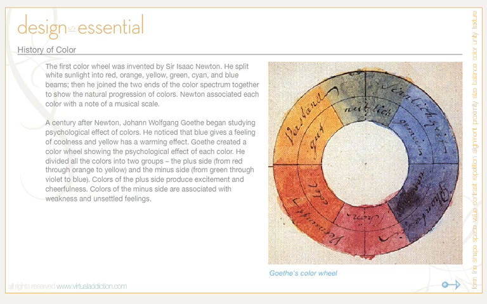He divided all the colors into two groups: the plus side, which ranged from red through orange to yellow, that would be located right here, and the minus side, from green through violet to blue. Colors of the plus side produced excitement and cheerfulness. Colors of the minus side are associated with weakness and unsettled feelings.